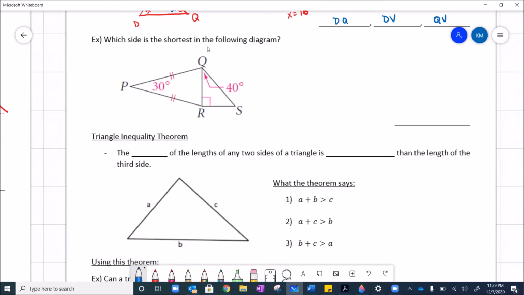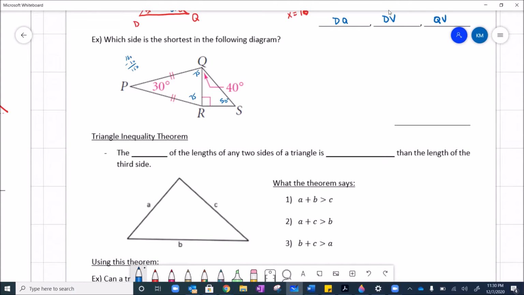This is 30. So 180 minus 30 gives us 150, divided by 2 should give us 75 for these two angles here. All right. So this question is asking us for the shortest, well, before I go, this is 40, this is 90. That must mean that this is 50. All right, so now I have all the angle measurements for all the angles given to us there.